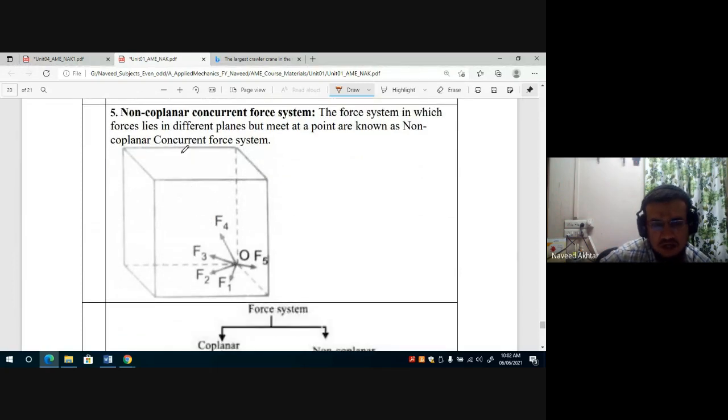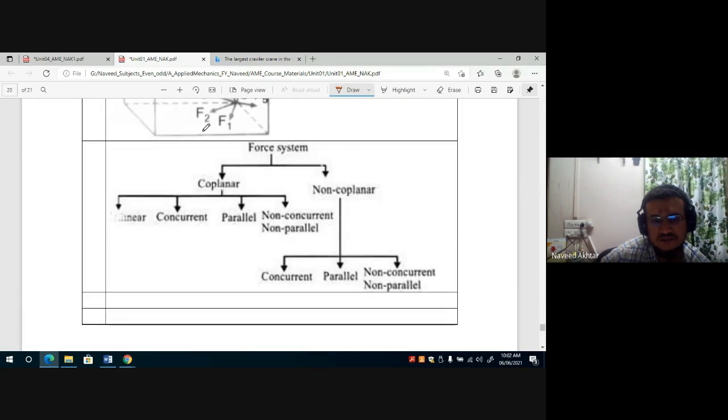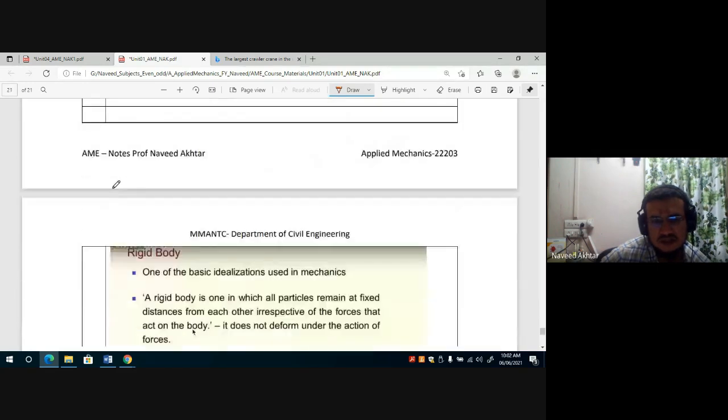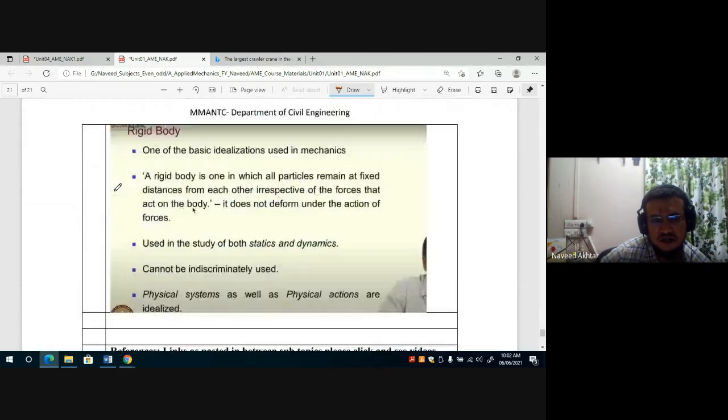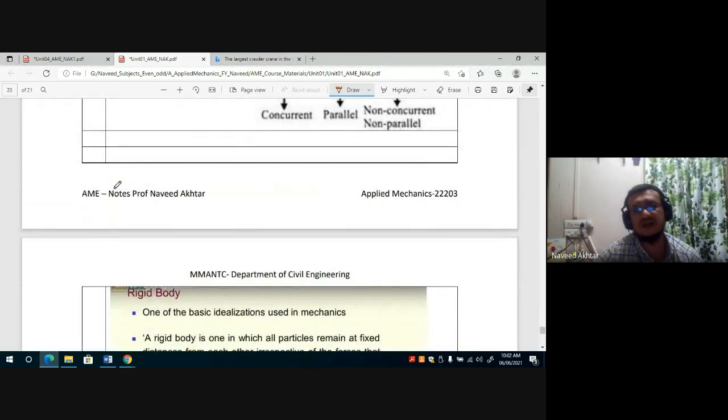Then the non-coplanar concurrent force system. The forces are not in a plane, but they are meeting at one point, acting on different planes. They are called the non-coplanar concurrent force system. And then the generalized force system, where non-coplanar or non-concurrent forces are there on the system. These are called a general force system.